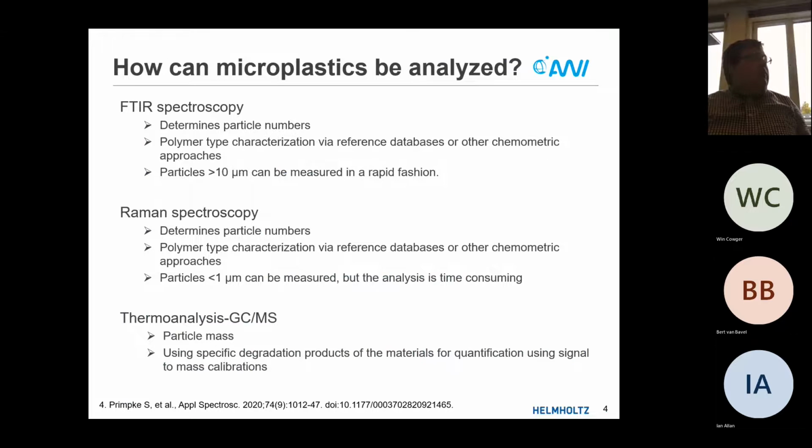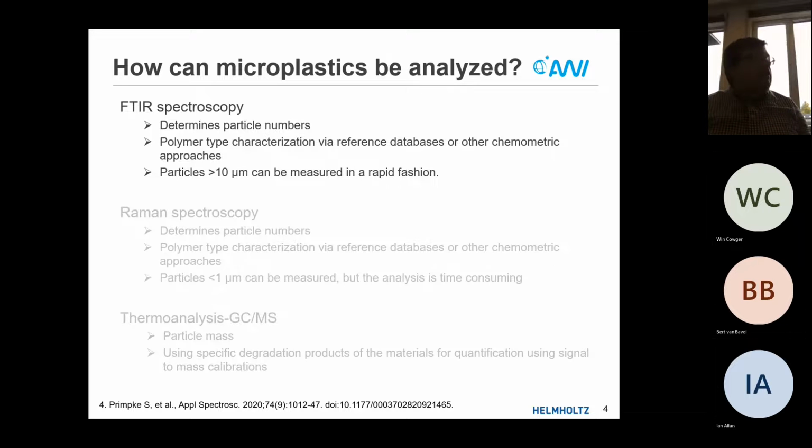How can it be analyzed? We had this already a little bit discussed with FTIR spectroscopy for particle numbers and polymer types by reference databases or other chemometric approaches. FTIR goes down to 10 micron, depending on your system. Raman, using a different type of illumination technique, can go down to 1 micron, but often is more time consuming. If we want to have the polymer mass, we normally go for thermoanalytical methods, but we lose the sample afterwards. And the whole presentation afterwards will now concentrate on FTIR.